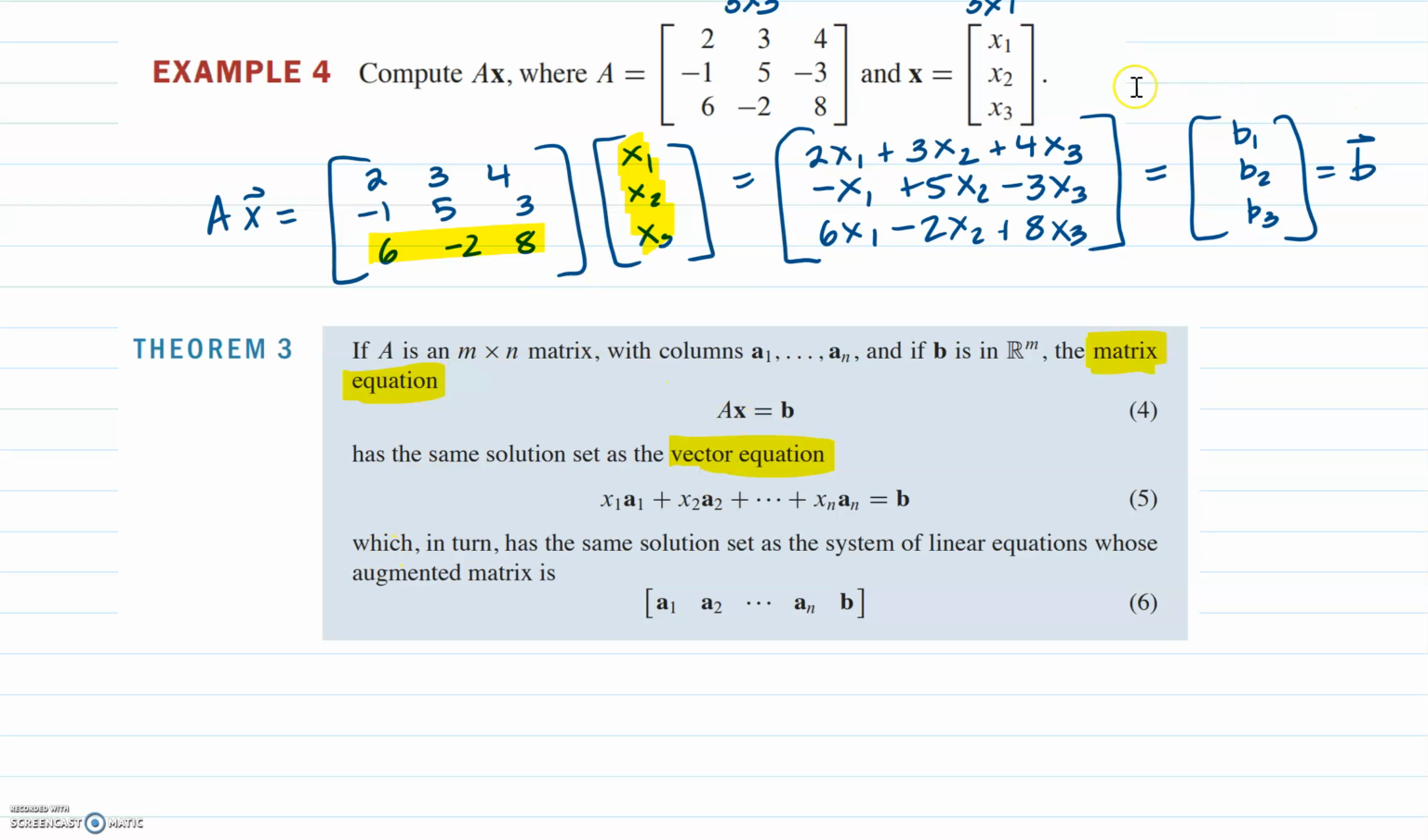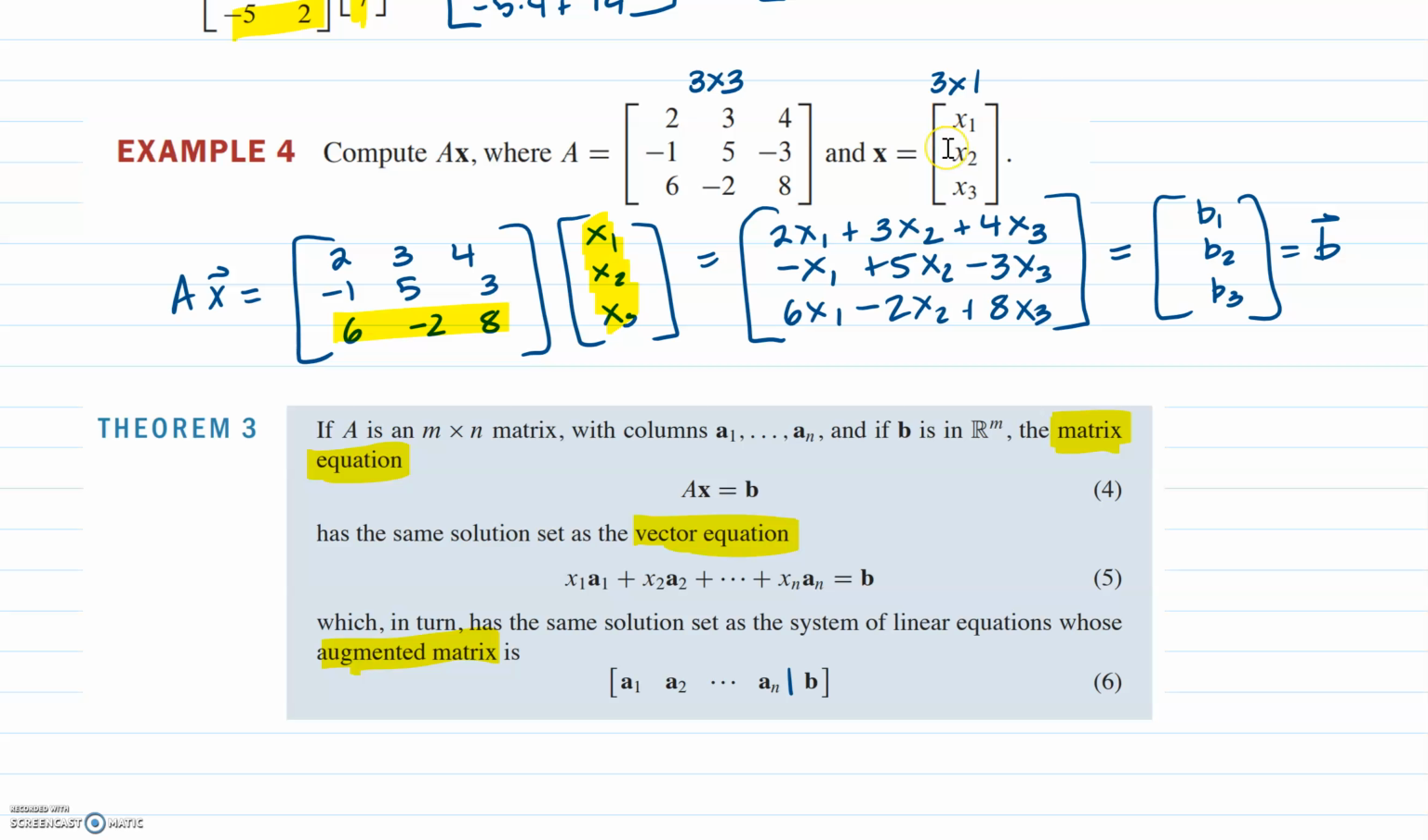And our vector equation is going to have the same solution set as our matrix equation, which in turn has the same solution set as the system of linear equations whose augmented matrix was our same column vectors equaling that same b. And again, I like to put a line right there.